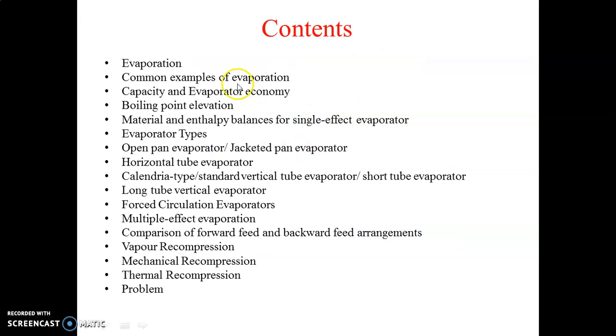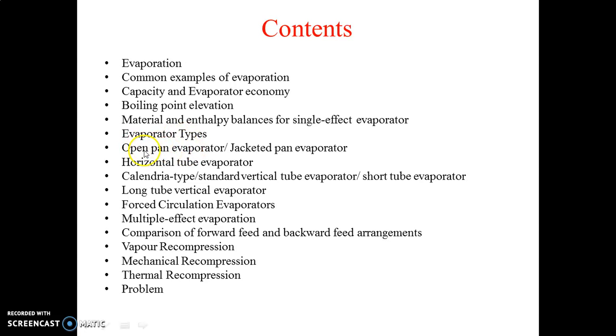In the last lecture I had discussed there are two types of evaporators: one is natural circulation and the other is forced circulation. From that, we will discuss the different types of evaporators one by one, their construction and working.